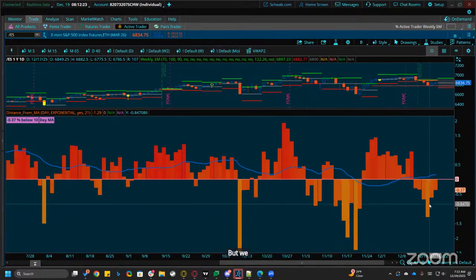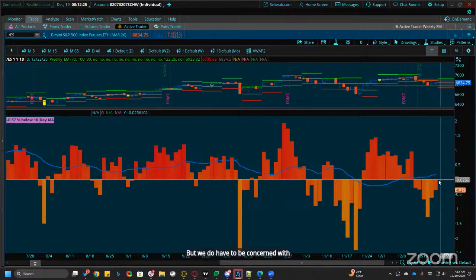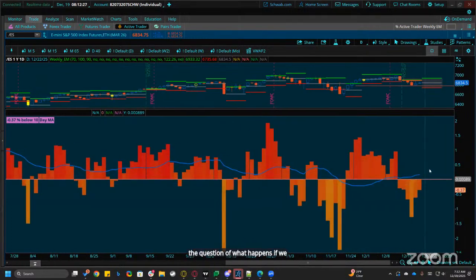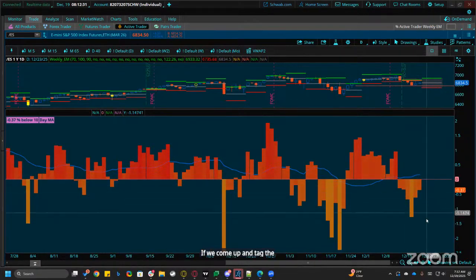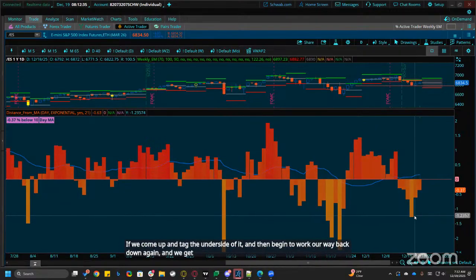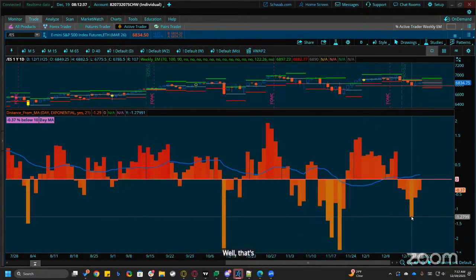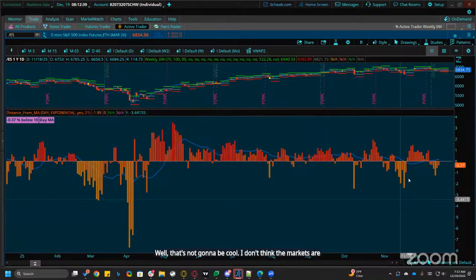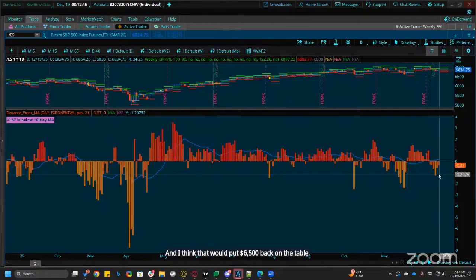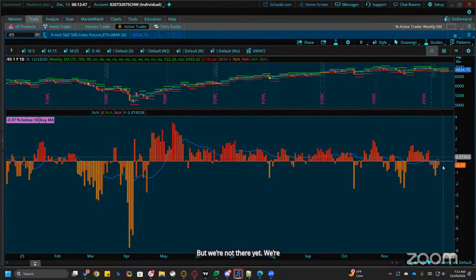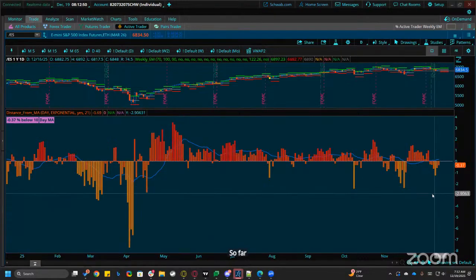But we do have to be concerned with the question of what happens if we reject it and don't get back up. If we come up and tag the underside of it and then begin to work our way back down again, and we get a lower low in this, well, that's not going to be cool. I don't think the markets are going to like it that much. And I think that would put 6,500 back on the table. But we're not there yet. We're just filling this out. So far, so good. Nothing wrong.